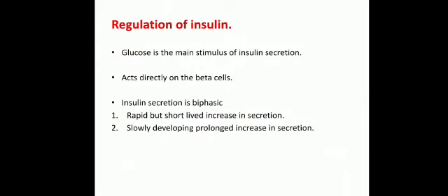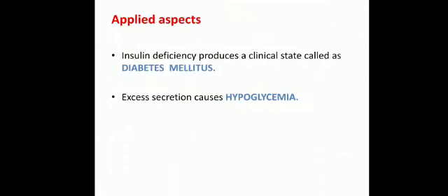You cannot call it exactly short-lived. You just put it as a short-lived increase in secretion. That is the first phase. A rapid phase where the insulin levels are high only for a very short period of time. Now the second phase is a slowly developing prolonged increase in secretion. So that's basically the two phases in which insulin is secreted in our body.